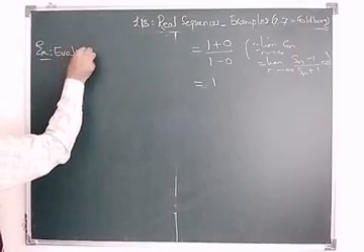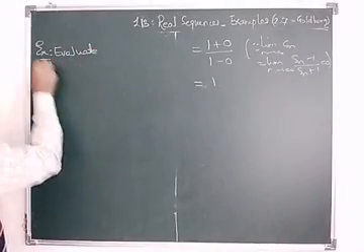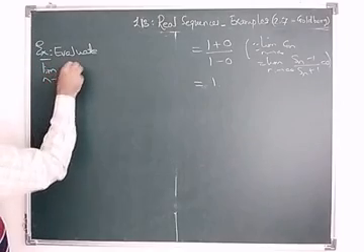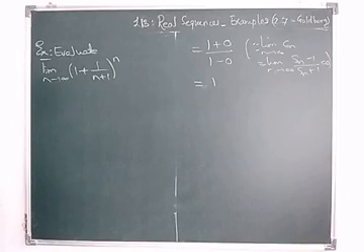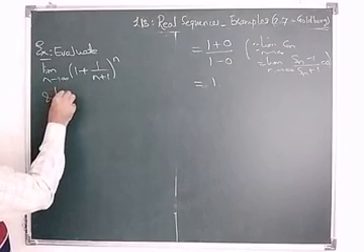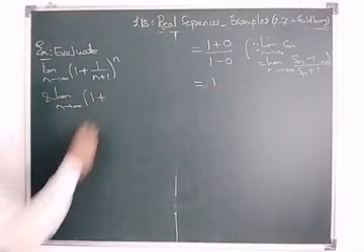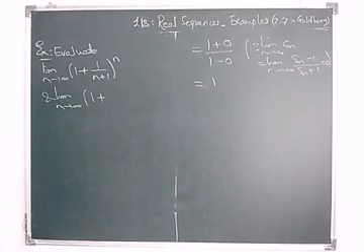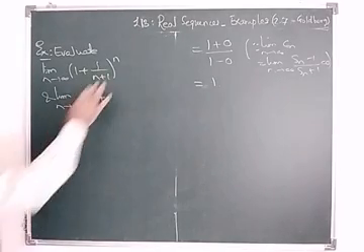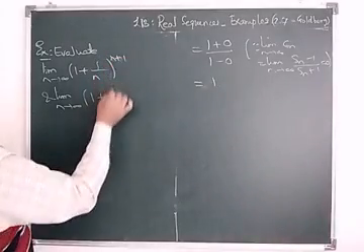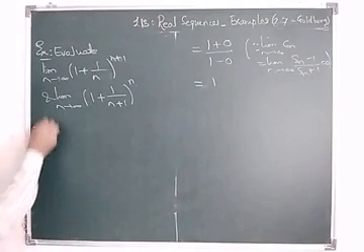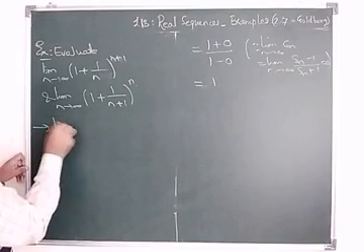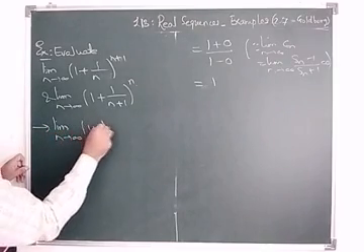Evaluate limit n tends to infinity of 1 plus 1 upon n plus 1 raised to n, and limit n tends to infinity of 1 plus 1 upon n plus 1 raised to n plus 1. Sorry, here it is raised to n plus 1 and then 1 upon n plus 1 raised to n. So first, limit n tends to infinity of 1 plus 1 upon n raised to n plus 1.